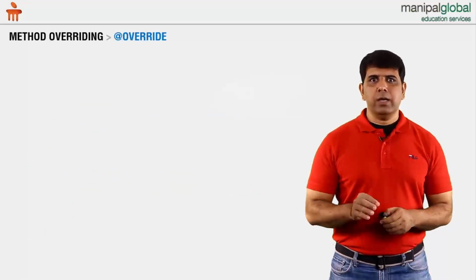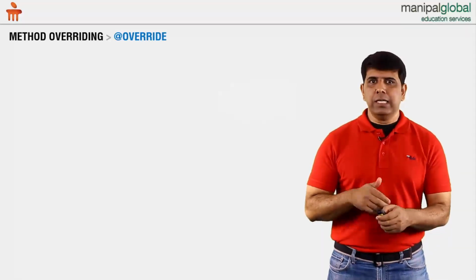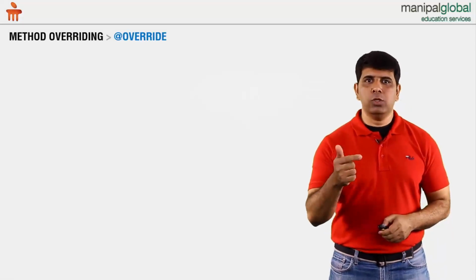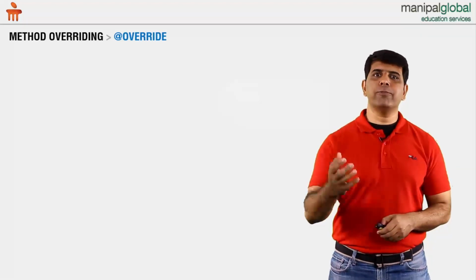Now let's take a look at an annotation called @Override. Annotations generally act as instructions to somebody, like a compiler, or a tool like Javadoc, or probably for a runtime too, or even for a framework.